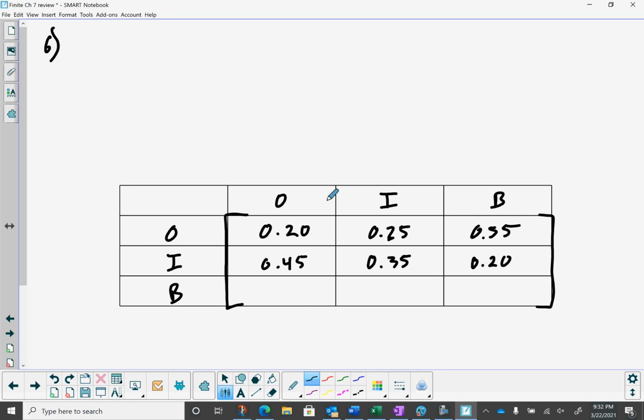And then finally, last time we got the barbecue beef, 55%. That's a really good one. I'm going to order it again more than half the time. 20% the original, and 25% the Italian.